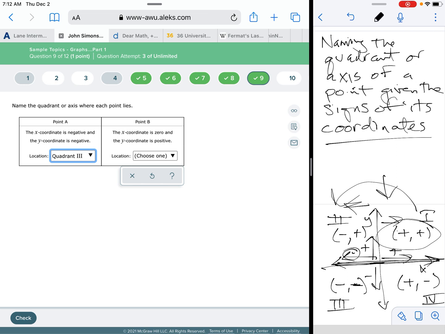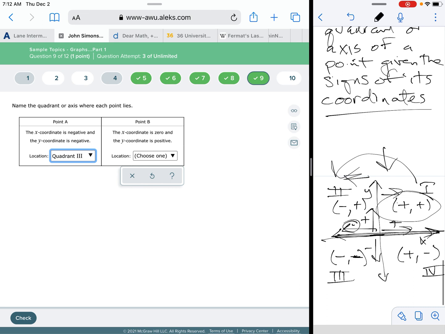Okay, so x-coordinate is 0 means that it basically lies on the y-axis. And once we know that it lies on the y-axis, we can stop right there. It doesn't matter what the y-coordinate is. I know that this is lying on the y-axis. So that's all we need to know.